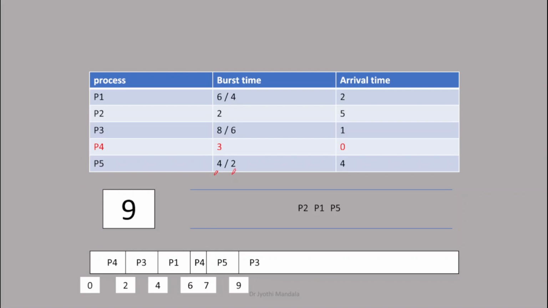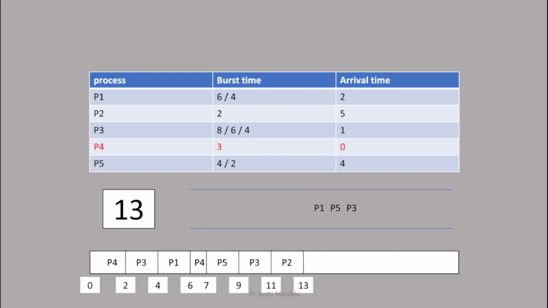Now P5 should be added to the ready queue, and a process P3 is waiting, so that's why it has been added to the ready queue. And P3 requires 6 more seconds, but we can execute only 2 seconds. So 2 seconds we have executed. It has to be forcibly stopped here and added to the ready queue, and P2 will be getting a chance now. So P2 will be executed.